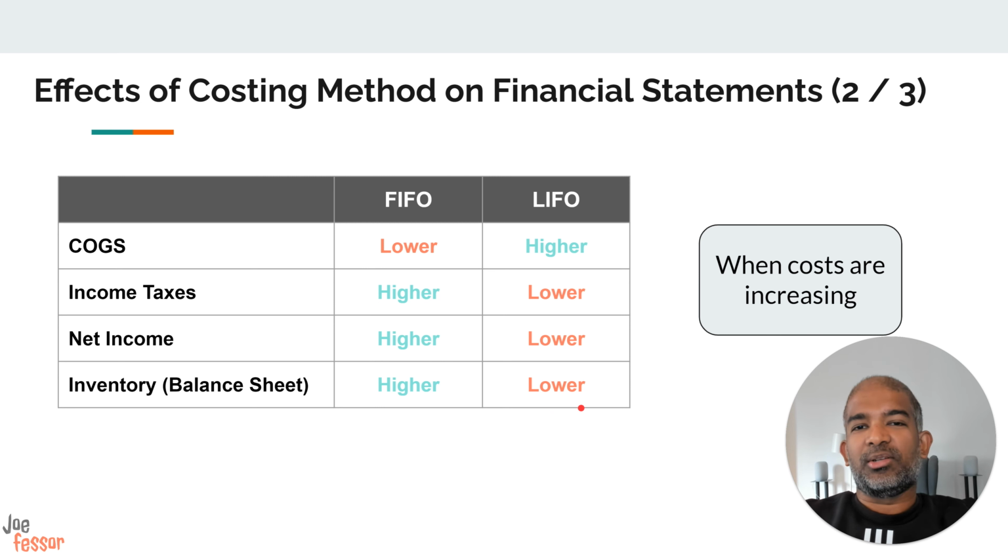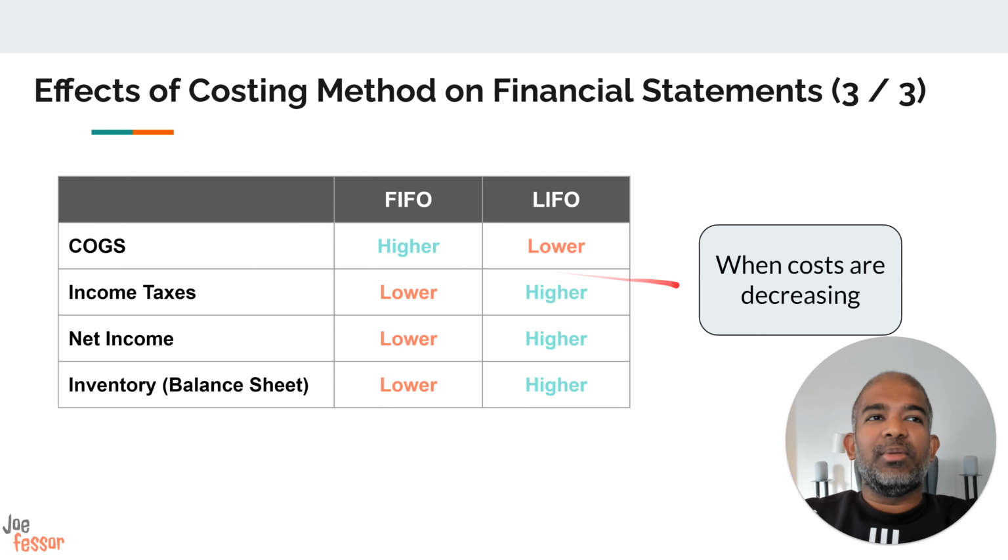So the ending inventory valuation under FIFO would be higher as compared to the ending inventory you would get using the LIFO methodology. On the other hand, when costs are decreasing, which is very rarely the case, you can reach your conclusions by flipping this table around. You can see in the other table that when costs are decreasing, cost of goods sold is higher under the FIFO methodology, but income taxes, net income, and the ending inventory valuation are all higher under the LIFO methodology.